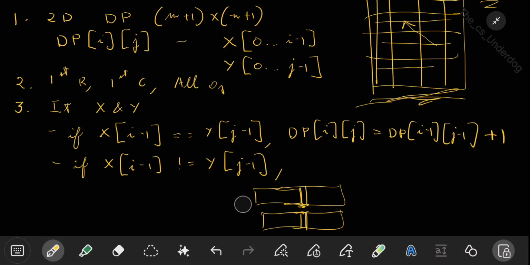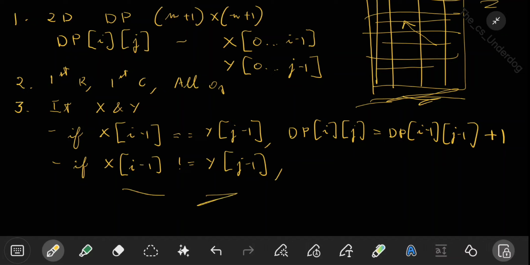But here the logic is very simple. You don't have to go to all these things, because in case of a substring, the letters have to be contiguous. Because it has to be contiguous, if these two are not equal, that means a substring is not possible by including these particular letters. It is as simple as that. You know that a substring has to be contiguous. So if these are not equal, then directly you can write dp of ij equal to 0.